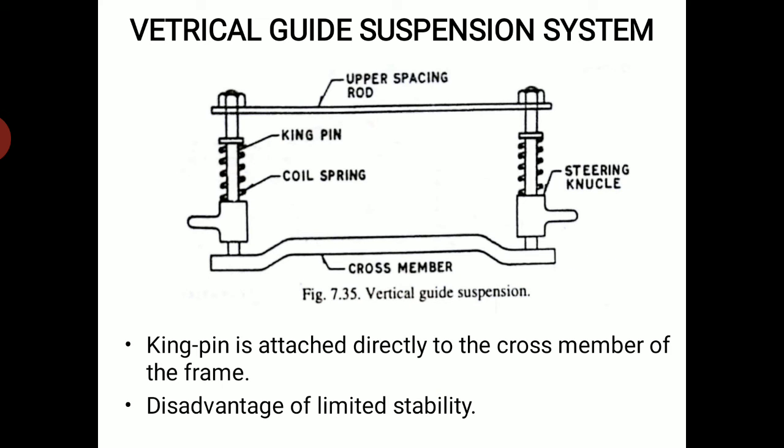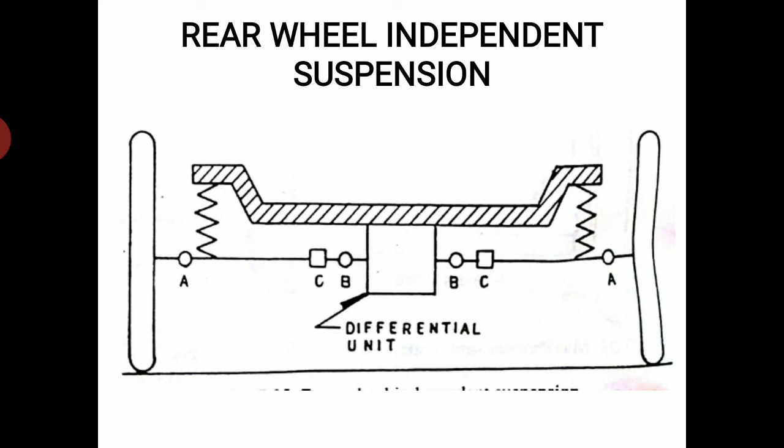This is the vertical guide suspension. So the kingpin is attached directly to the cross member of the frame. Disadvantage: limited stability. Nowadays it is not used. Now, rear wheel independent suspension system.